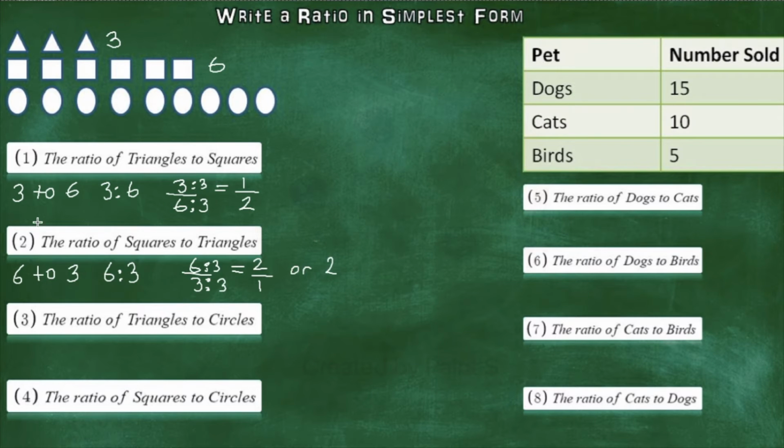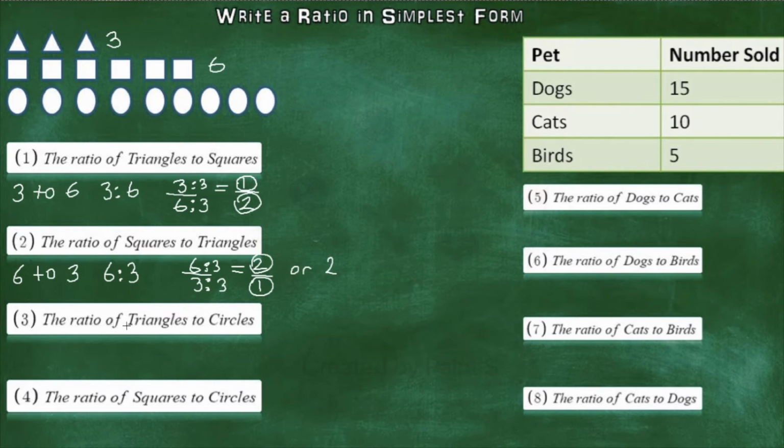As you see, question 1 and question 2 are pretty similar to each other: the ratio of triangles to squares and the ratio of squares to triangles. So the first term should always be the numerator, and the second word represents the denominator. So the order of words matters in this concept. In the ratio of squares to triangles, squares will be your numerator, triangles will be your denominator.